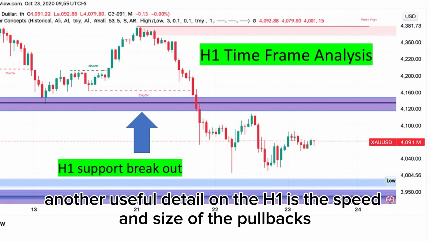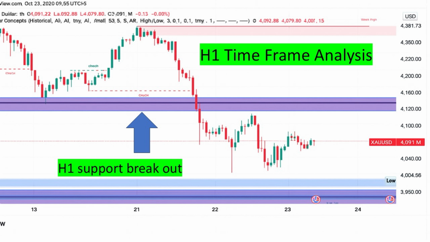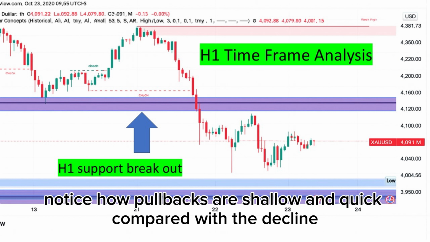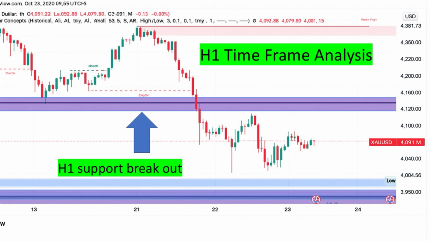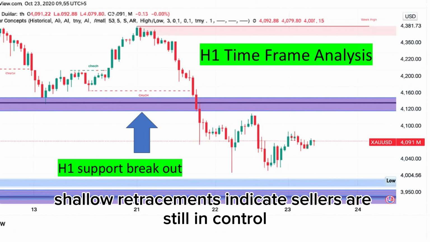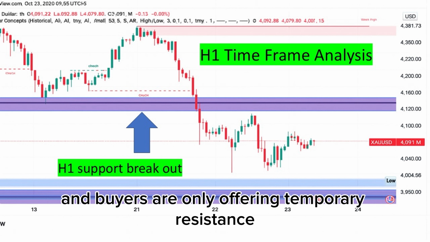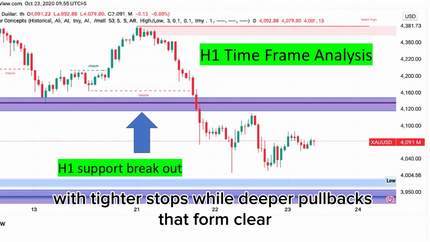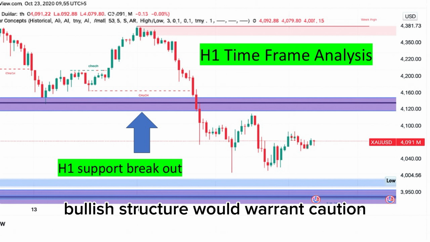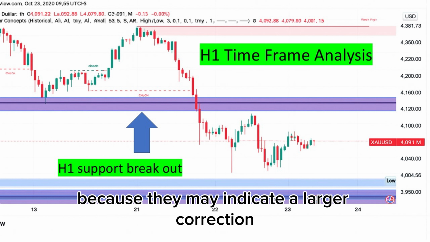Another useful detail on the H1 is the speed and size of the pullbacks after the drop. Notice how pullbacks are shallow and quick compared with the decline. That's a sign of a strong downtrend. Shallow retracements indicate sellers are still in control, and buyers are only offering temporary resistance. For entry strategy, you can treat shallow pullbacks as opportunities to enter short with tighter stops, while deeper pullbacks that form clear bullish structure would warrant caution because they may indicate a larger correction.